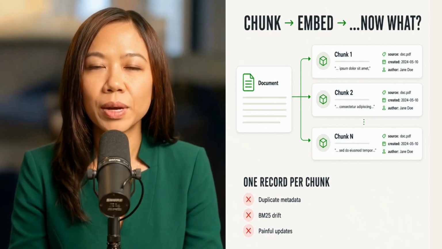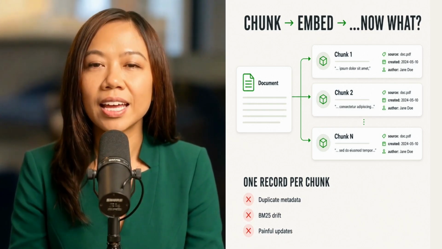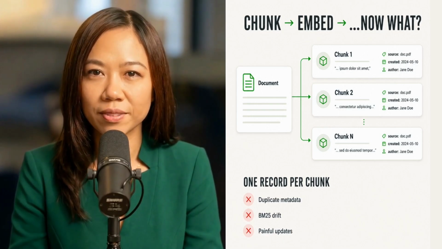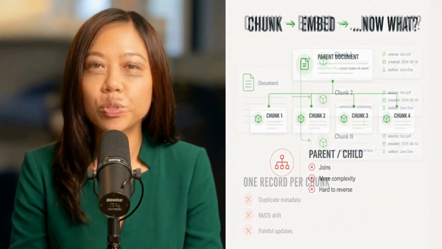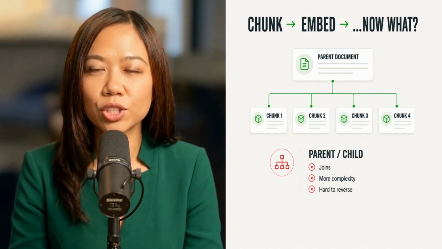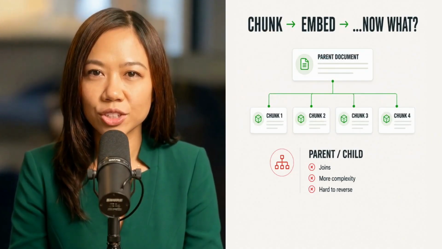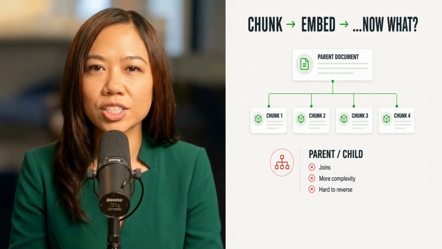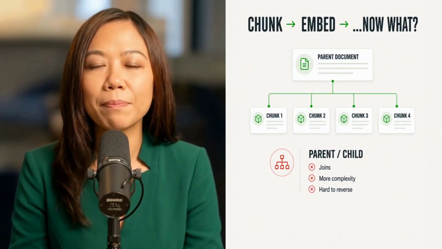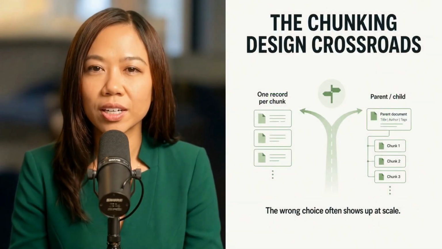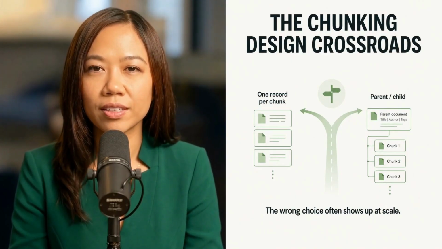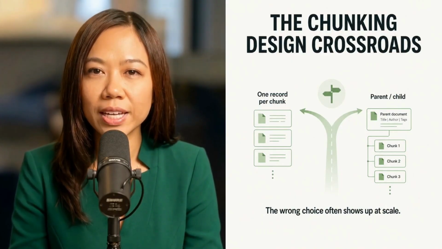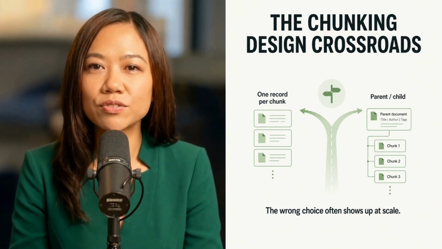Update the title? You may need to update hundreds of rows, and keyword scoring can quietly drift because the same title or metadata gets repeated again and again. If you use one record per document with child chunks, you avoid some duplication, but now you are managing parent-child relationships, joins, and mapping logic. These are the chunking design crossroads, and the painful part is that the wrong decision often does not show up until you are already at scale, when it is expensive to undo.